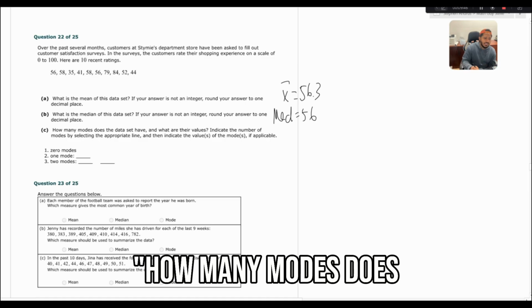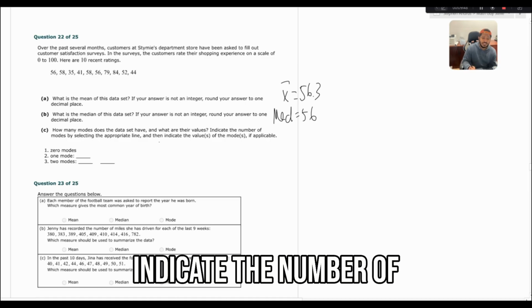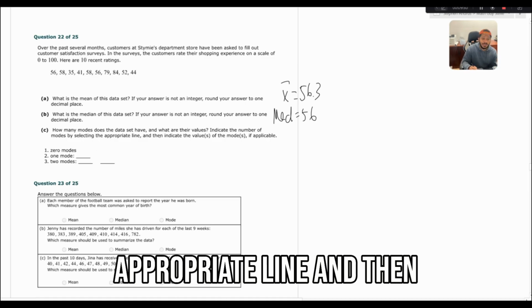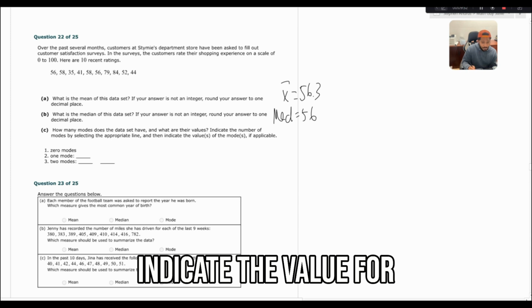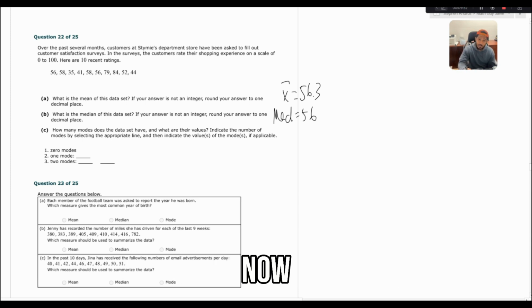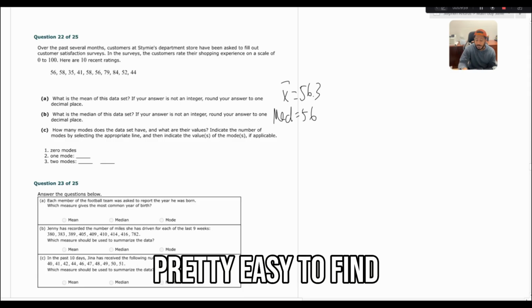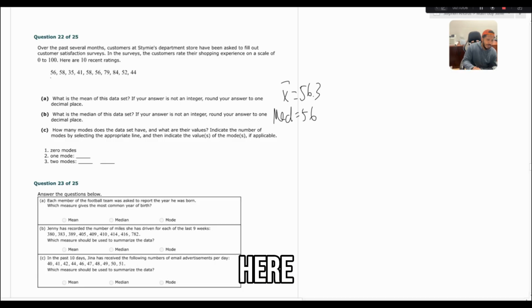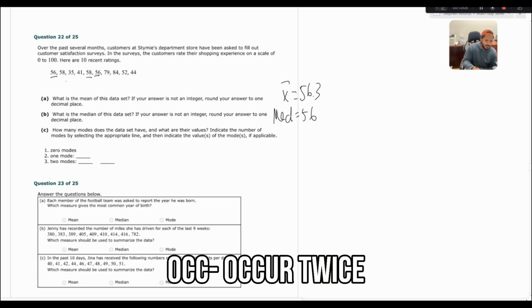And then it says how many modes does this data set have? What are their values? Indicate the number of modes by selecting the appropriate line, and then indicate the value for that mode. So mode is just the most frequent data point. Now, your calculator doesn't do that part because it's pretty easy to find. So we just look and see which one occurs the most. Here, 56 occurs twice, but so does 58 occur twice.